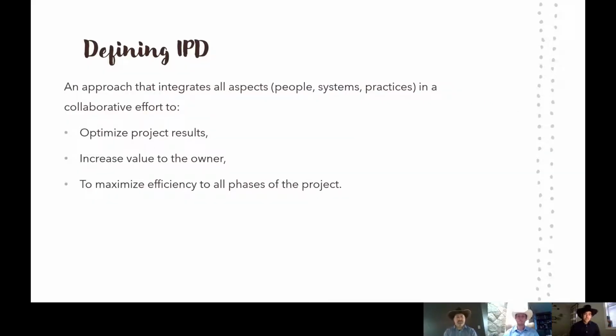So, integrated project delivery or IPD is an approach that integrates all aspects, people, systems, practices into a collaborative effort. And because we're doing that, we are optimizing project results, increasing value to the owner, and maximizing efficiency in all phases of the project. The collaborative approach of IPD is very different from the traditional methods of construction.